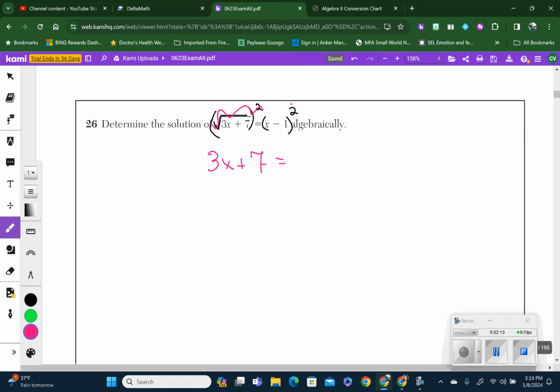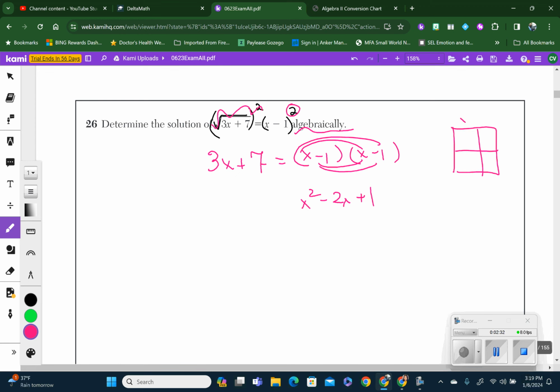What does it mean to square something? It means to multiply it by itself. So I'm going to have x minus 1 times x minus 1, and you do need to do this algebraically for the full points. We're going to distribute here and get x squared minus 2x plus 1. If you don't know how to do that, you could do the box method as well. So x minus 1 and x minus 1. So do that. These will add up together, and you're going to get x squared minus 2x plus 1. And that's equal to 3x plus 7.